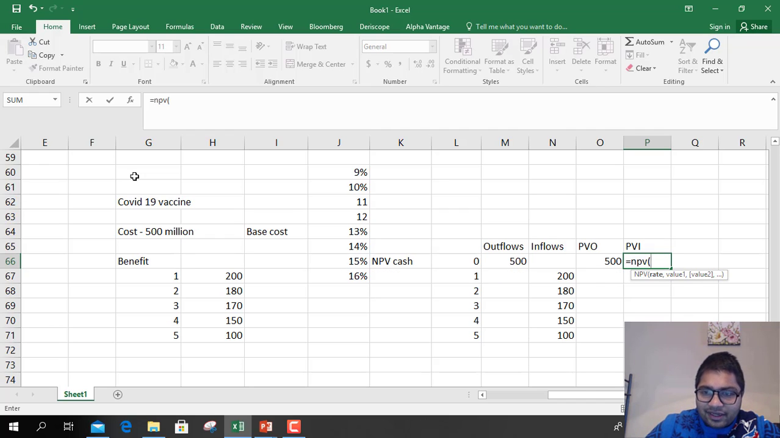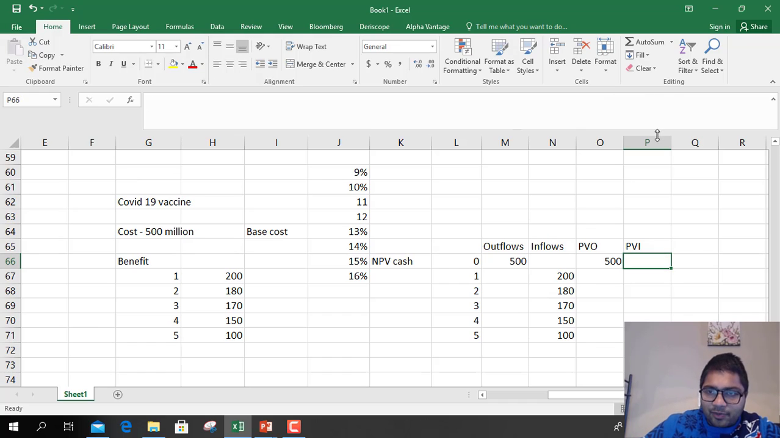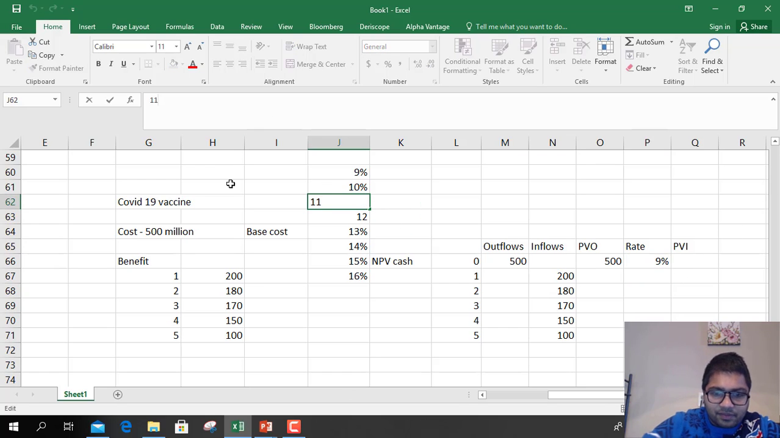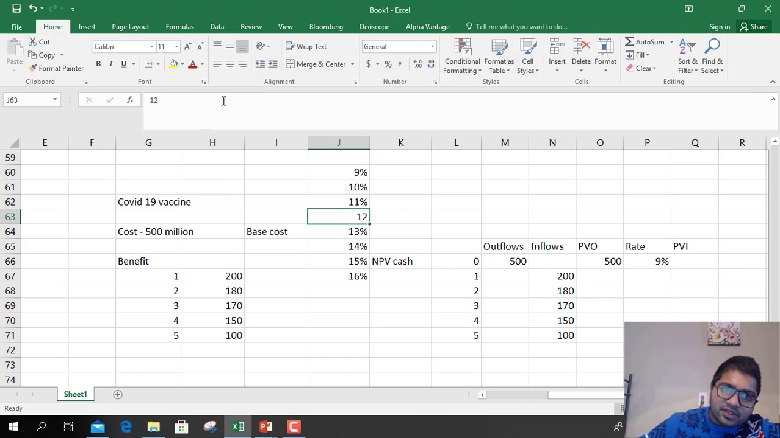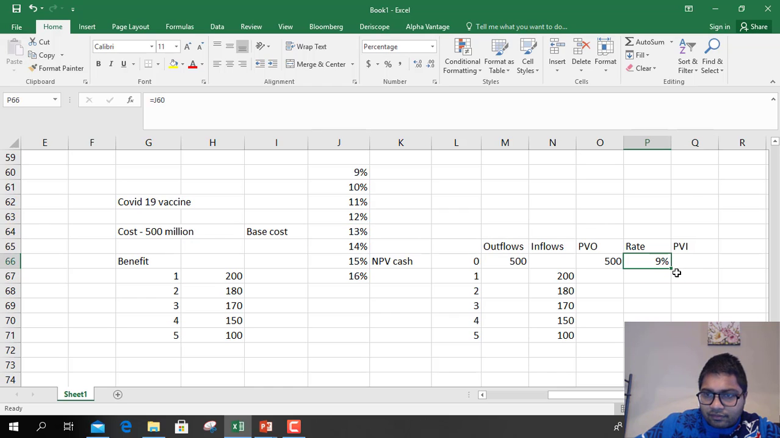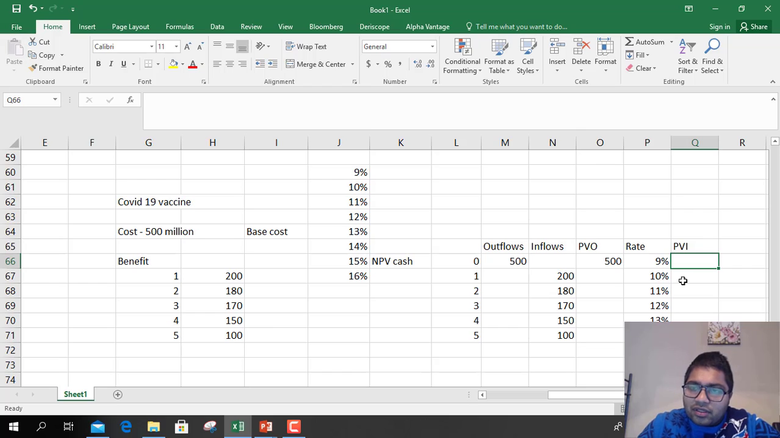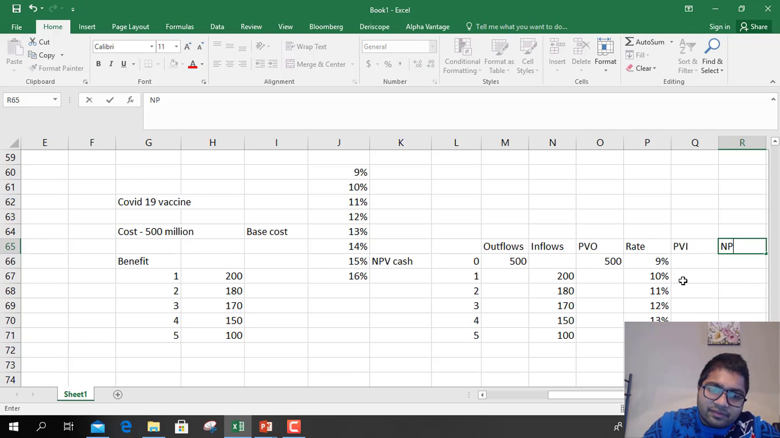Okay. Rates are different. So let's have a rate profile, then calculate it. The rates that they have given are from 9% to 16%: 9, 10, 11 and 12, then 15 and 16. These are the different rates that are given to you. So you want to calculate the present value of inflows considering different rates, and then the NPV.